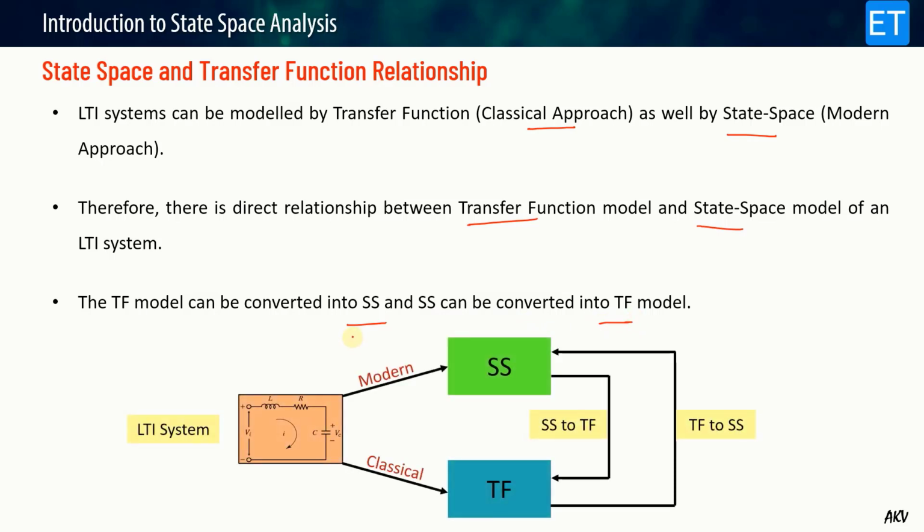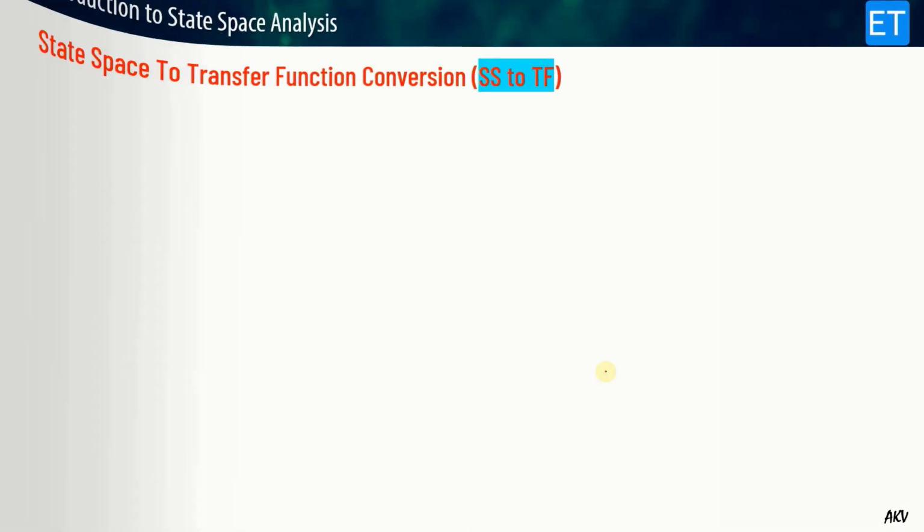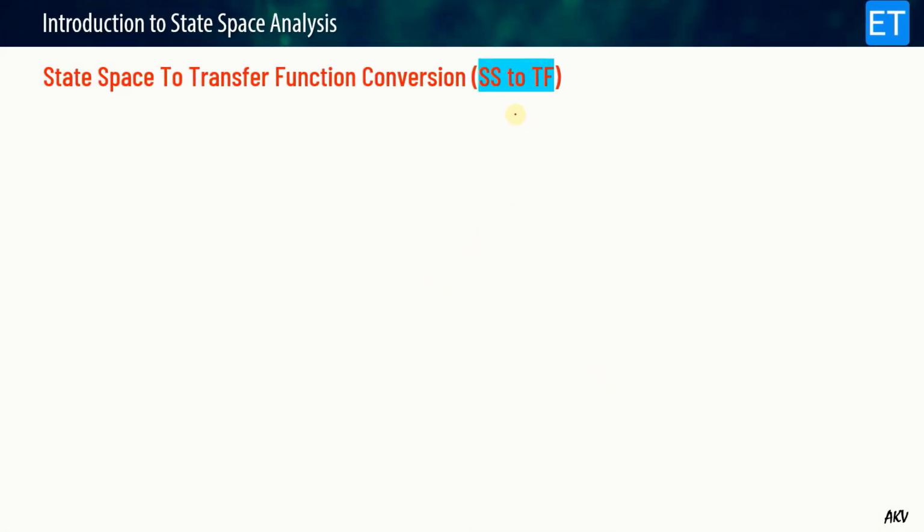So you can see how it is possible. You have this LTI system. Via the modern approach, it is represented by the state space. The same LTI system in classical theory is represented by the transfer function. So we have the interconversion. You can convert this state space into the equivalent transfer function, or you can convert this transfer function into the equivalent state space. In the coming section, I will show you how you can do this interconversion. First we will see how you can convert the state space into the transfer function.